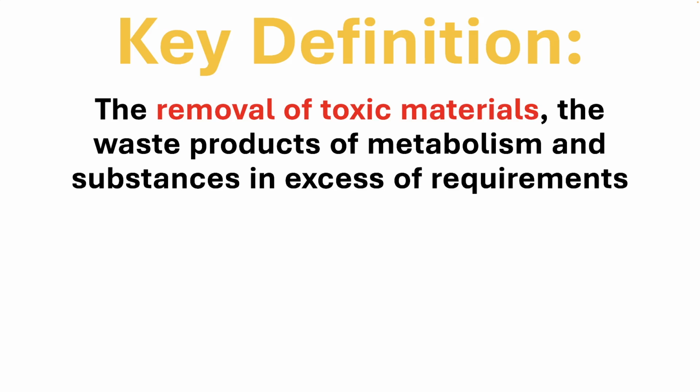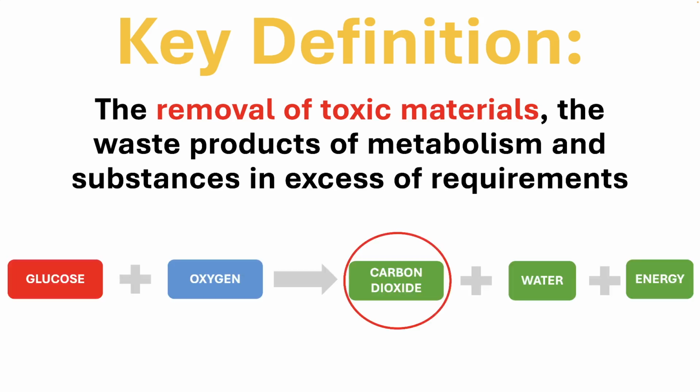Next is excretion, which is the removal of the body's waste products that are a result of metabolism and other substances that are in excess in the body that could be harmful or toxic if they built up. For example, the carbon dioxide produced as a waste product of aerobic respiration, which can be harmful if it builds up in our body, is excreted or gotten rid of by just breathing it out.